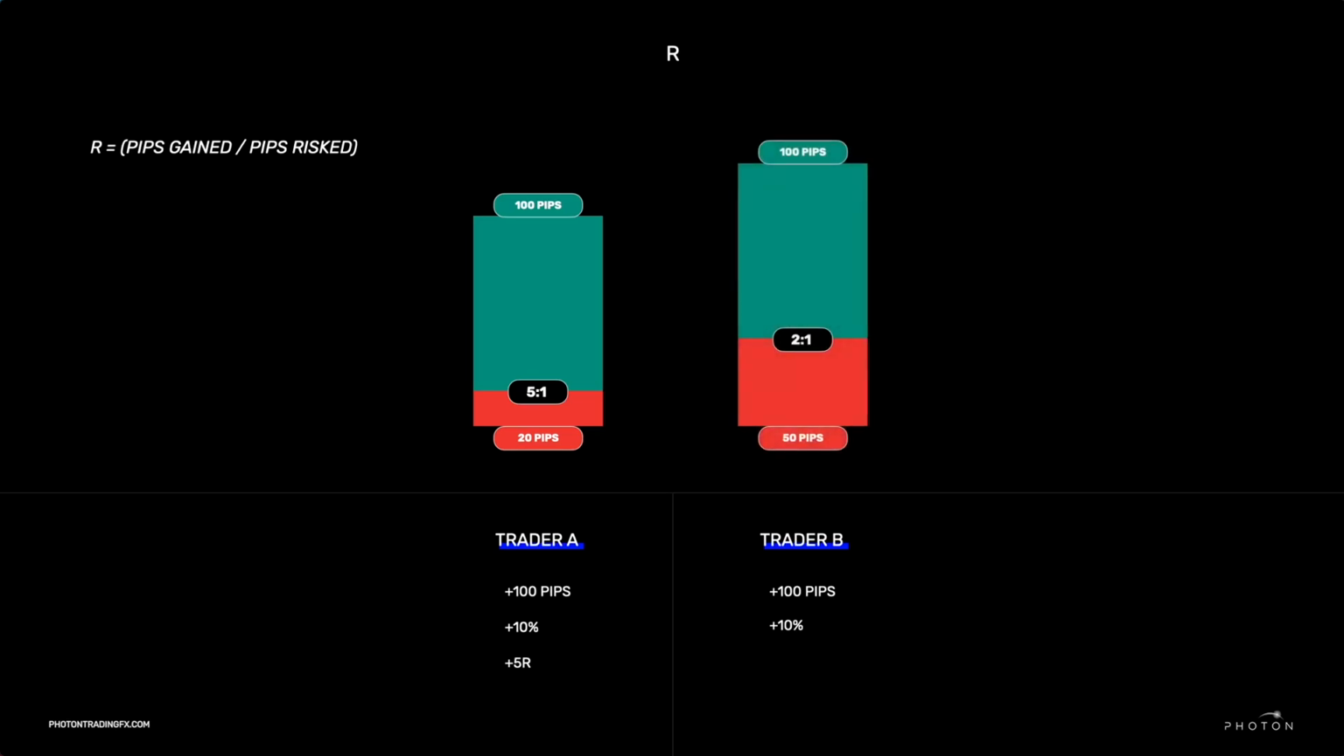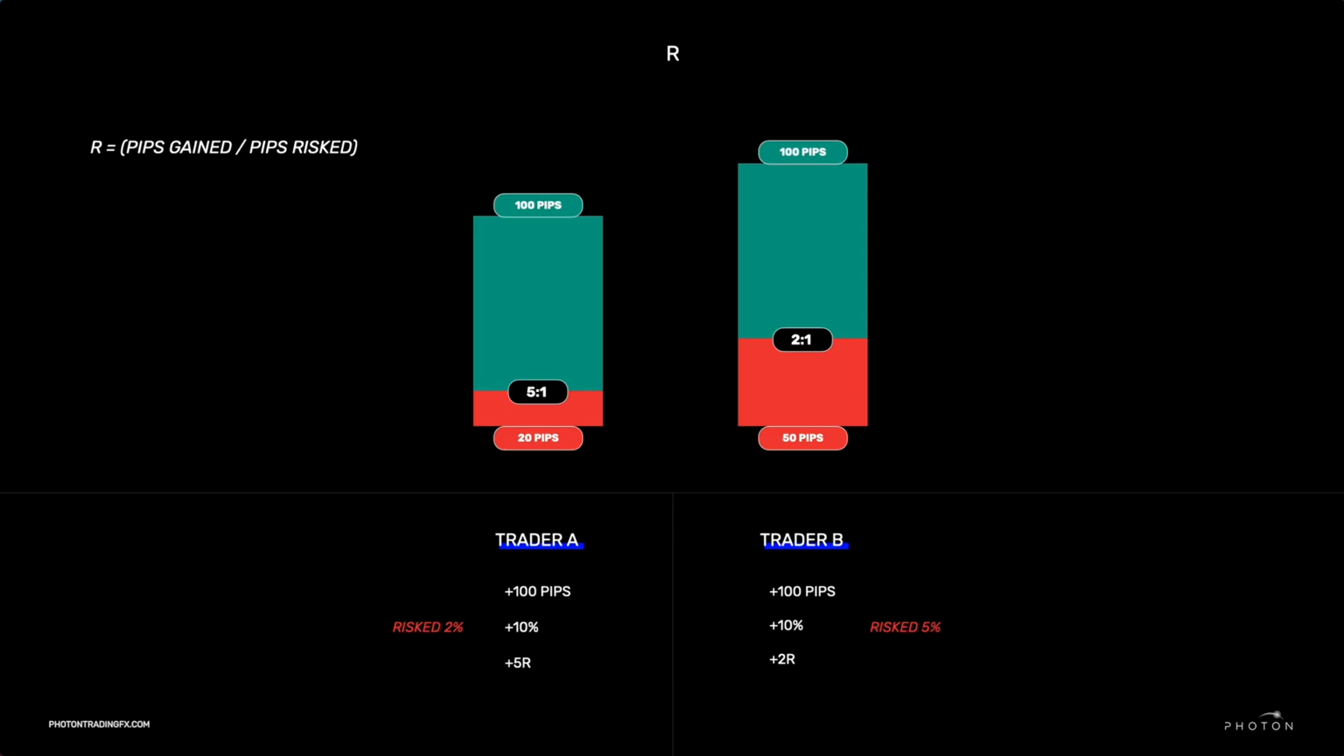Now trader B, on the other hand, risked 50 pips to make the same 100 pips as trader A. So they have a much lower reward to risk ratio of 2 to 1. So their R is just 2. Again, the reason this metric is useful is because we can now see that although they both returned the same percentage and the same number of pips on each of their trades, right? They both had 100 pips profit. They both returned 10% on their account balance. Trader A actually risked 2% to make that 10%, because they had a 5R trade. But trader B had to risk more than double that. They had to risk 5% to make that same return of 10%, because they only had an R of 2, right? It was a 2R trade.